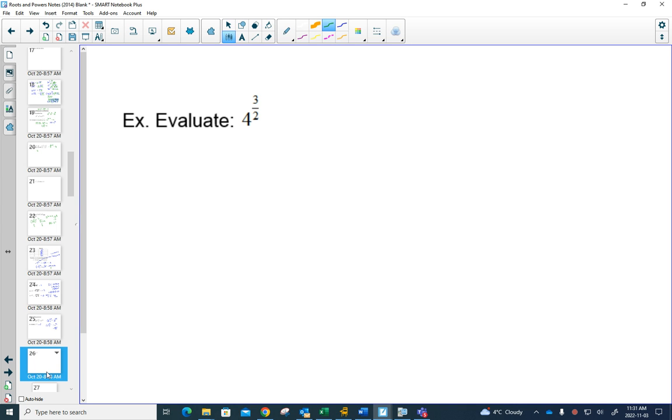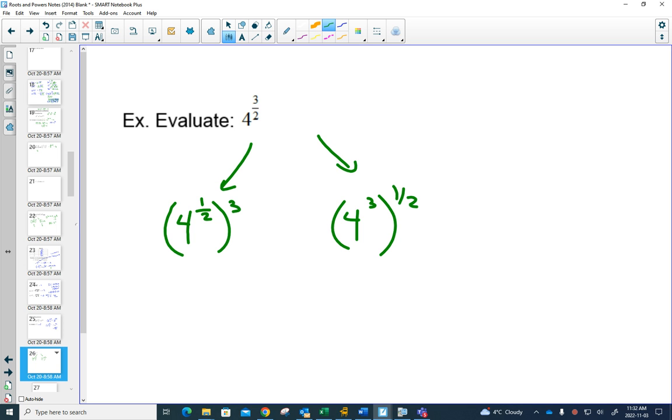Four to the 3 halves. Yeah, you're like, it's not that bad. Because you've learned already that the half is a square root. So we have options here. We can either think like this. Can you see that 3 halves is 3 times 1 half? Or we can think like this, because 3 times 1 half is the same as 1 half times 3. So I'm using my power rule to break this up.